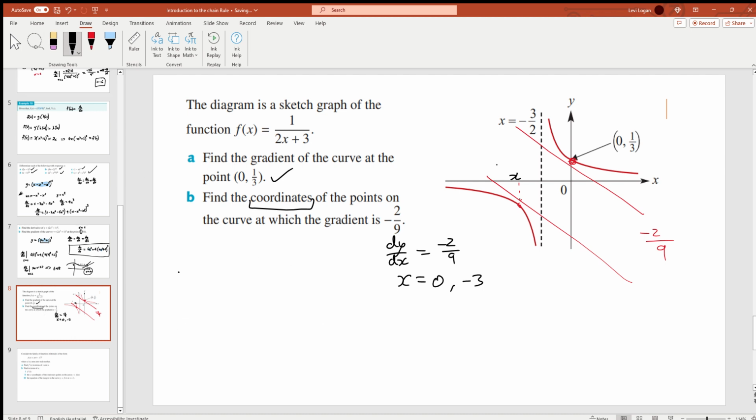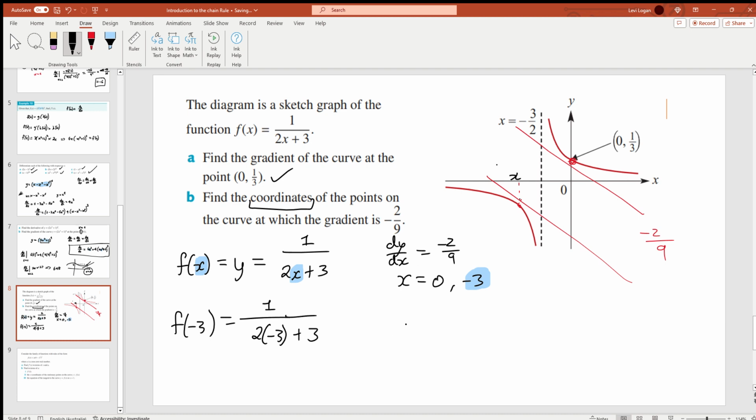So, take our original function because we have f of x. This is the same as y. Doesn't matter how you write it. You can write it in different notations. All we're going to do is substitute this in here pretty much. So we'll get, alright, f of -3 gives me 1 on 2 times -3 plus 3. So what we're going to get is 1 on minus 6 plus 3 gives you -1 on 3. Okay, so our coordinate here is -3, minus a third. And that's it. And now you've answered the question, okay?